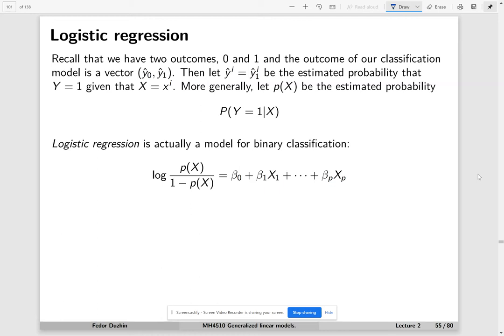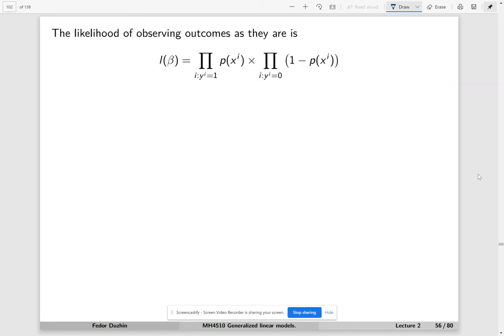We are going to use a different loss function, because for linear regression we are using the mean squared error. For logistic regression, instead of minimizing the mean squared error, we are going to minimize a different function. So what is that different function? Where does it come from?